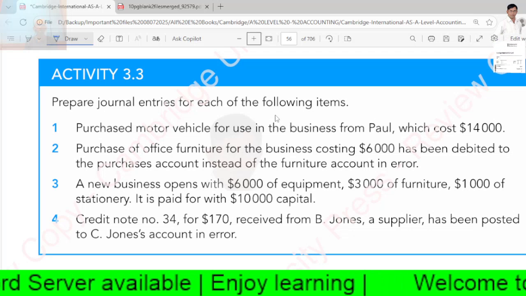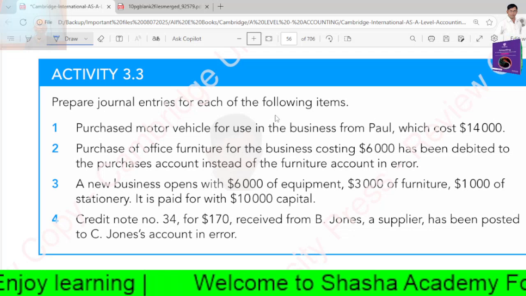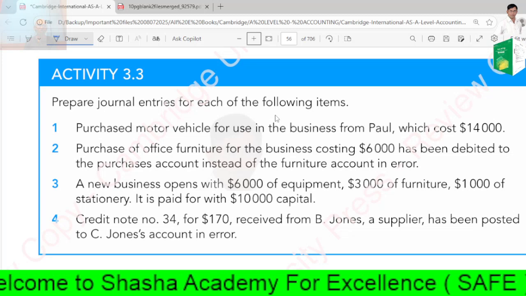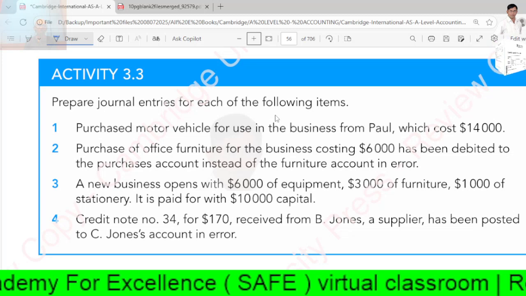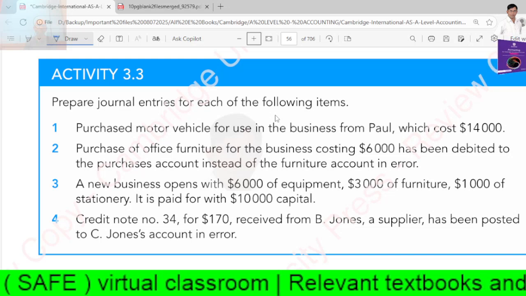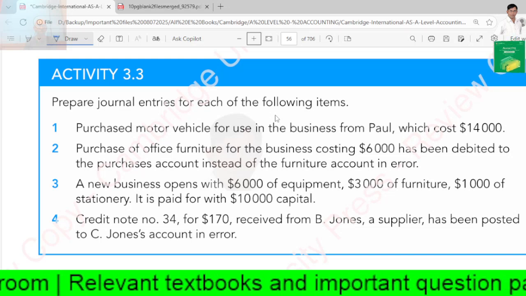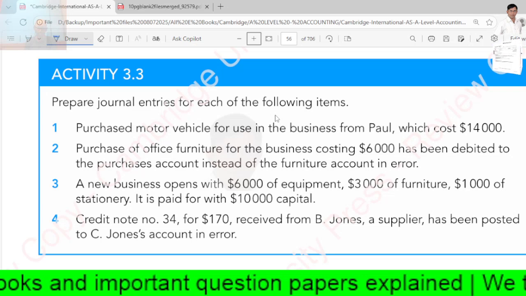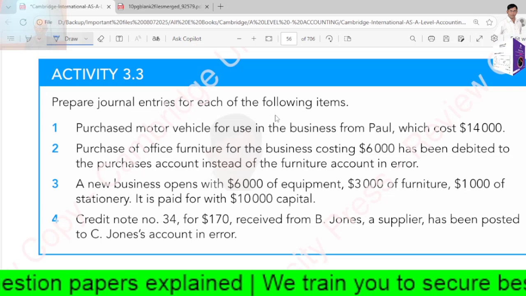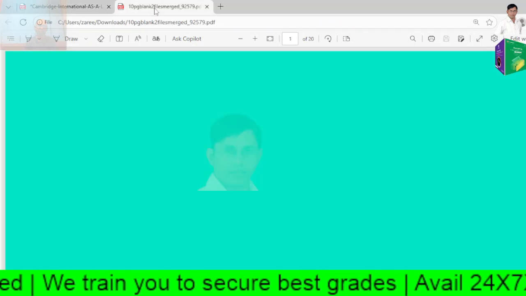Okay, so prepare journal entries for each of the following items. So first one, purchase motor vehicle for use in the business from Paul, which cost 14,000. This is a very simple journal entry. So what is there in this? So first one, we'll just write here.